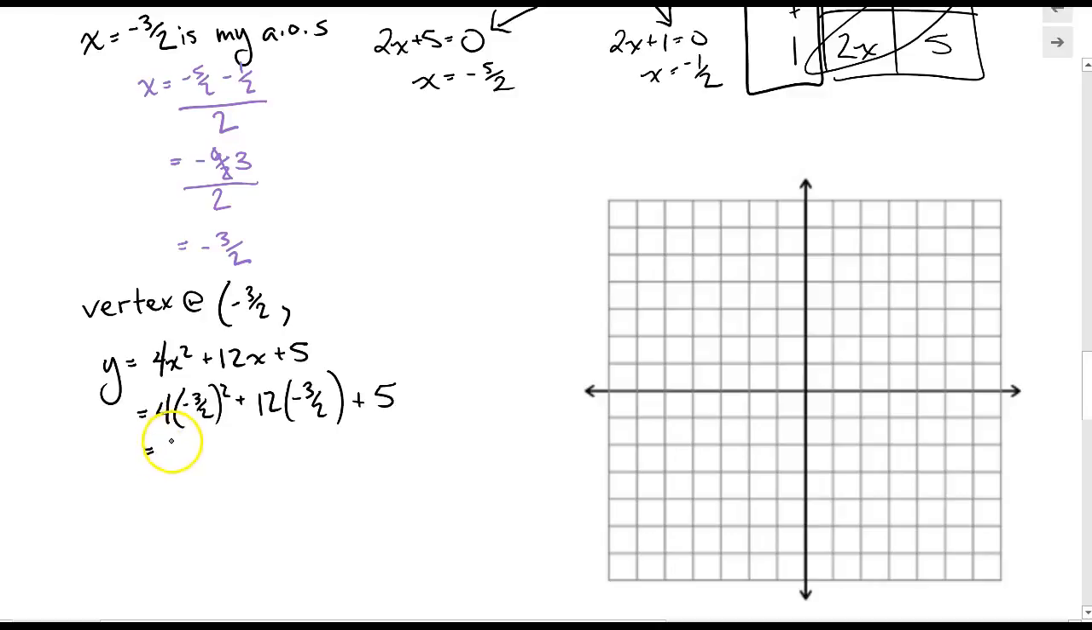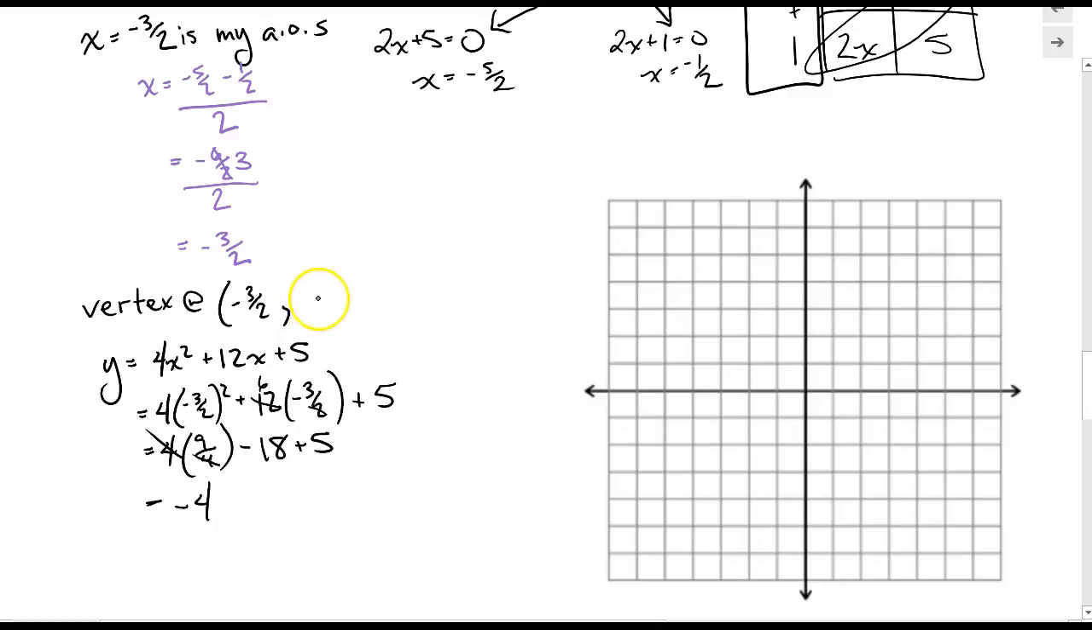This fraction squared is going to give me 9/4. When I have a 4 in the numerator and the denominator, 4 divided by 4 is 1, so those cancel out. We also have 12, and 2 goes into 12 evenly, so we can say that that's 6 instead. 6 times negative 3 means I'm not adding, but subtracting 18 and adding 5. So I've got 9 minus 18 plus 5, or 14 minus 18, which is negative 4.